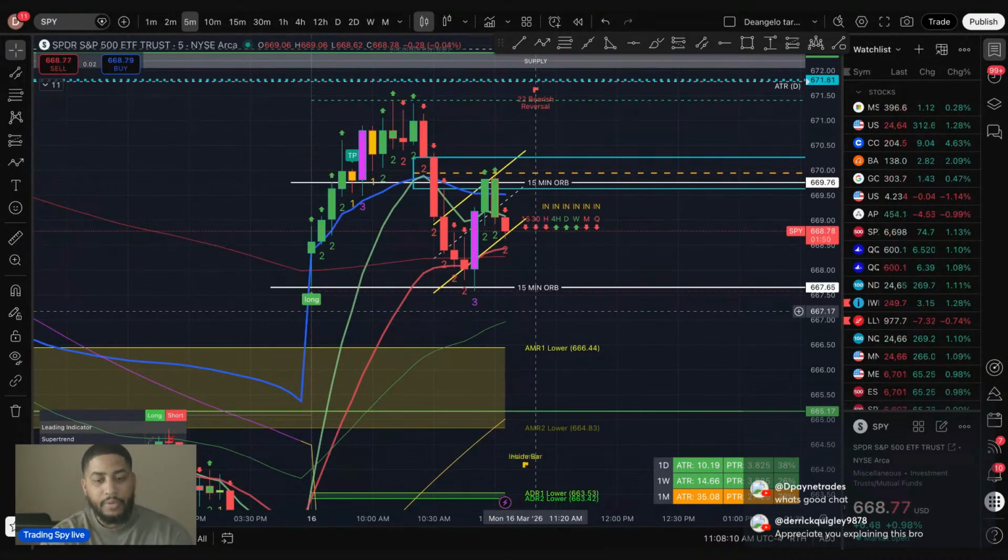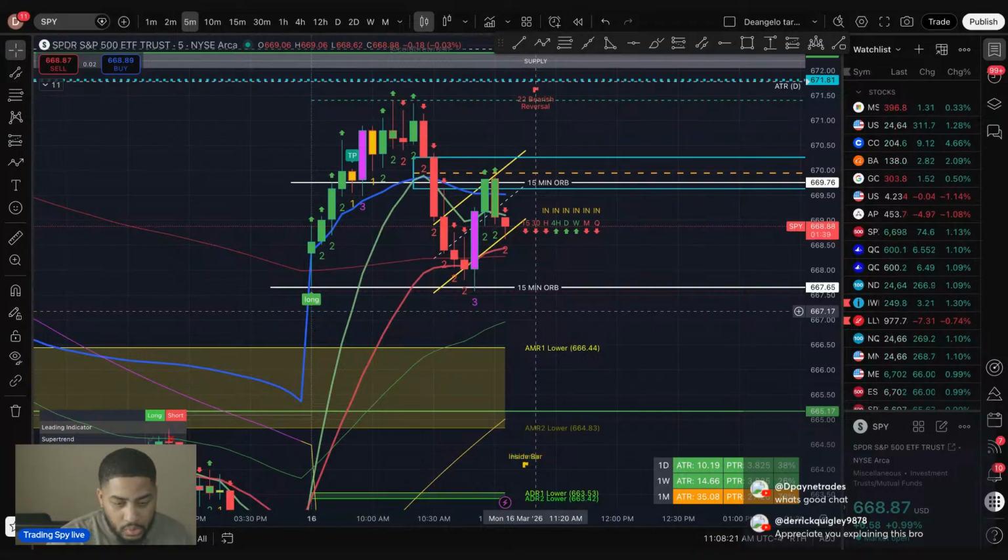But right now I need this to keep selling off with pressure. I need a red candle close. Still got a lot of time left, so I don't want to get too excited. You want to stay level-headed while you're in this trade.